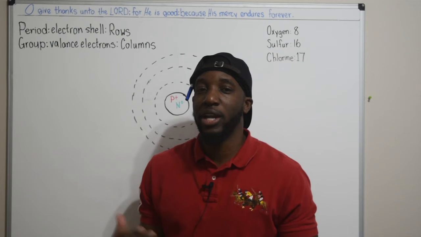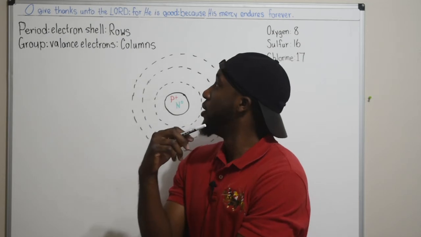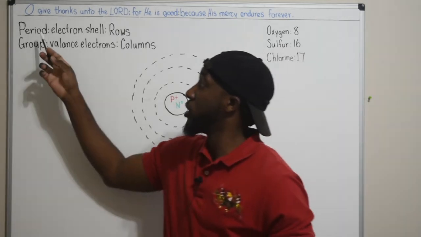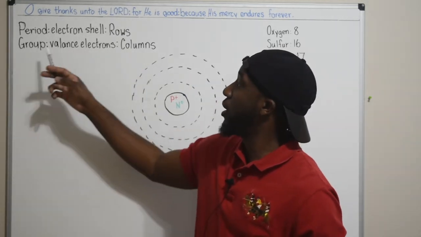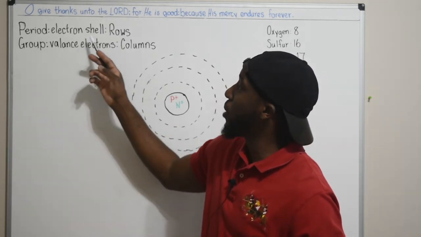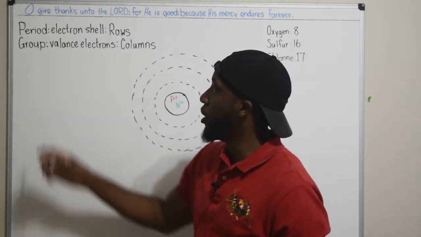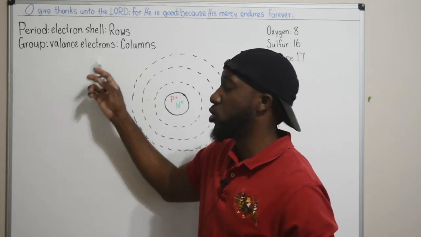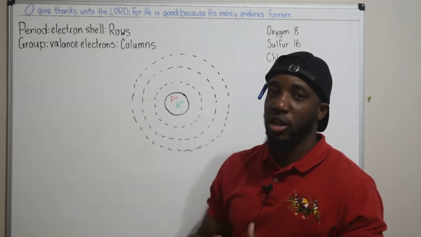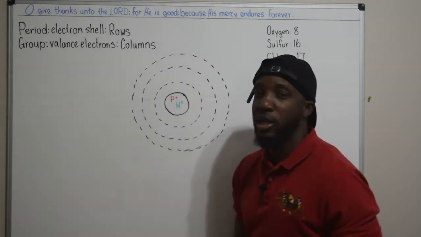Now, when you're dealing with the periodic table of elements, you have two orientations. You have the horizontal rows, and then you have the vertical columns, all right? So, the horizontal rows are called the periods, and the vertical columns are called the groups. So the periods represent the energy levels or the electron shell, and the group numbers represent the valence electrons. Those are the outermost electrons on the element, and they are involved in the bonding and in the interaction with other elements.